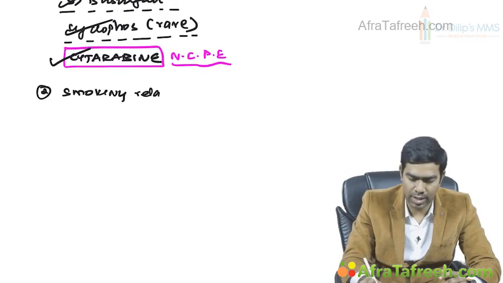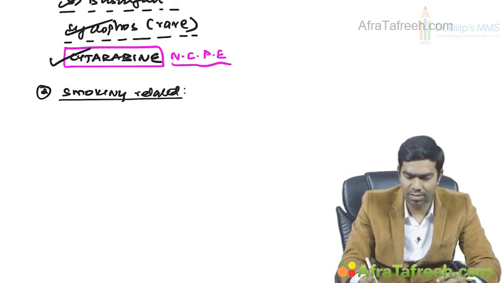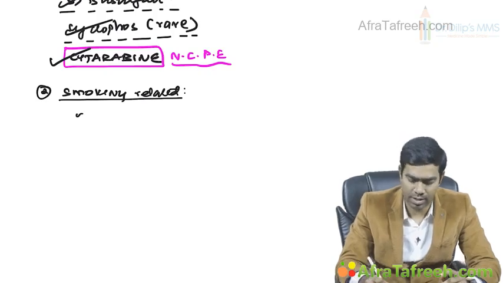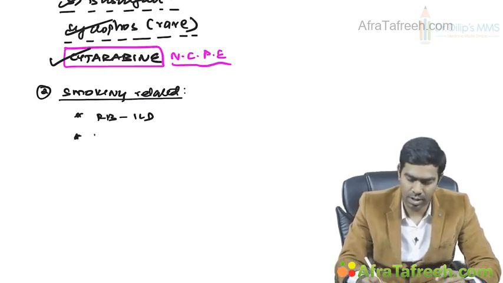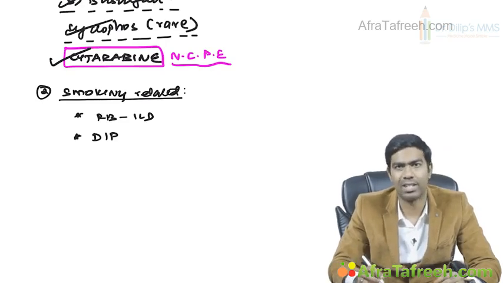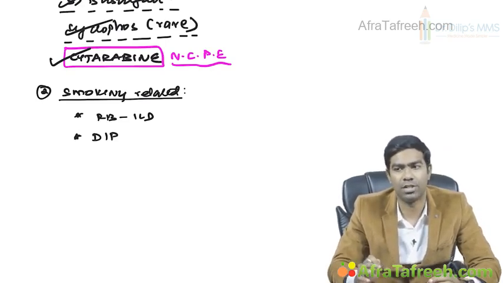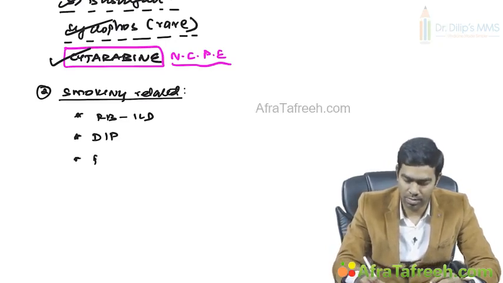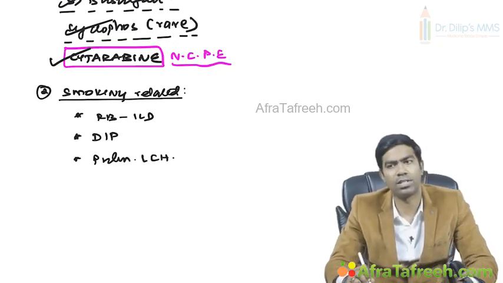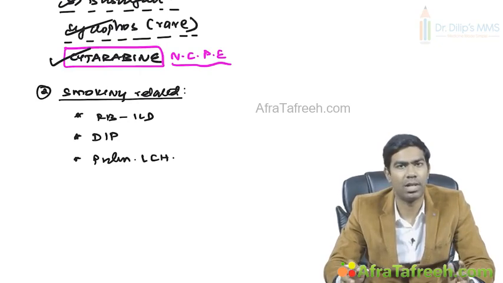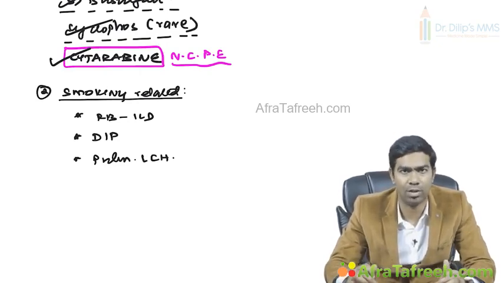You have some smoking related ILDs. Typically, you have three hallmark smoking related ILDs. One is respiratory bronchiolitis ILD, respiratory bronchiolitis interstitial lung disease. Then you have DIP, called desquamative interstitial pneumonia. Then you have pulmonary Langerhans histiocytosis. Previously, it was called eosinophilic granuloma. We discussed this in the hematology section itself under histiocytic disorders. Clear?